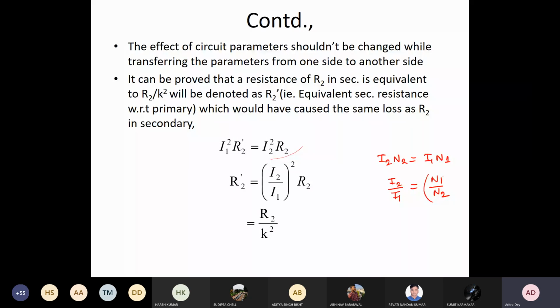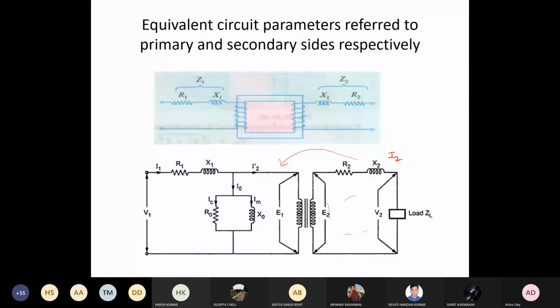Okay, so you can write it as either N1 by N2 square by R2, or you can get N2 by N1, which is equal to K. So you can write like this. If you want to draw the equivalent circuit, now you can just remove this, and here directly you can write R2 dash, which is equal to R2 by K square, where K equal to N2 by N1.